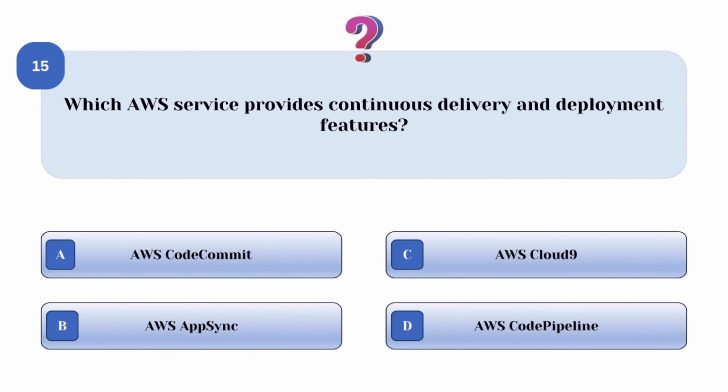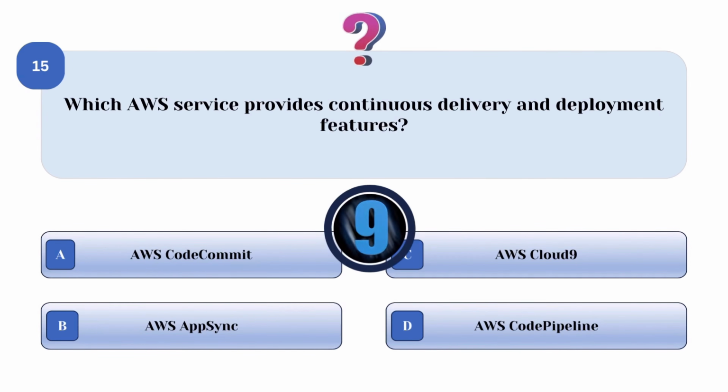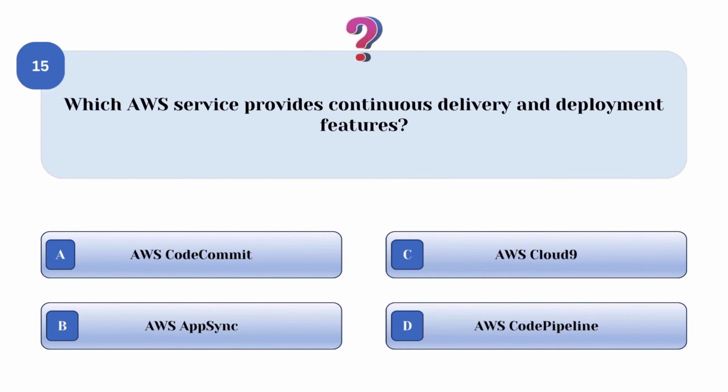Which AWS service provides continuous delivery and deployment features? Correct answer: AWS CodePipeline. Explanation: AWS CodePipeline automates the build, test, and deployment phases of your release process. Why others are incorrect? CodeCommit: source code repository. AppSync manages GraphQL APIs. Cloud9: cloud-based IDE.